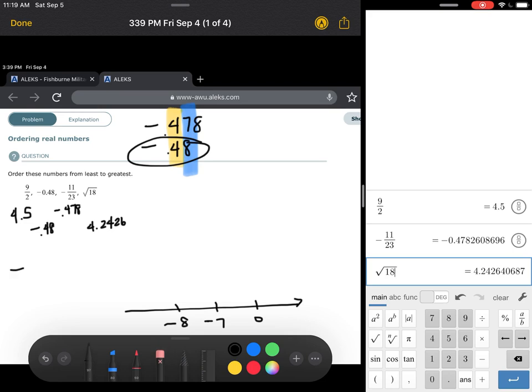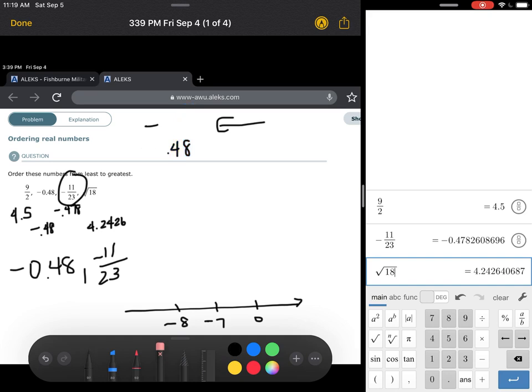When you do this question, it'll give you the answers in a box, with the options up top, and you can just drag them into the box. You don't have to write out the answer for each one, so it'll save you a little time. Anyway, negative 0.48 is my smallest number. Now, this number right here is the second smallest, so I'm going to put negative 11 over 23.